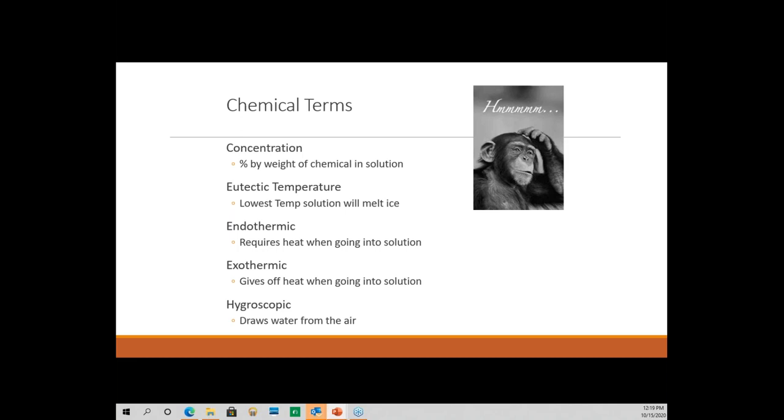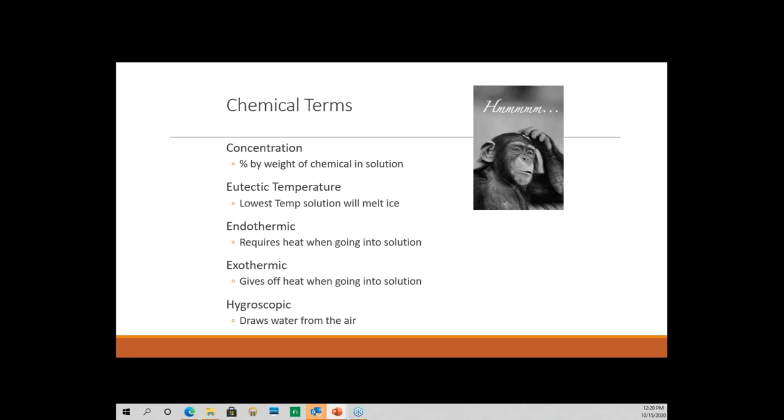Be aware of the eutectic temperatures. Where are they going to work? At what temperatures are they going to work? I know some agencies will use rock salt as an abrasive, and if they're applying that rock salt at below that 20 degrees temperature, that rock salt's not going to break down and break away that snow floor. It's just going to lay there. So you've got to be aware of that eutectic temperature.